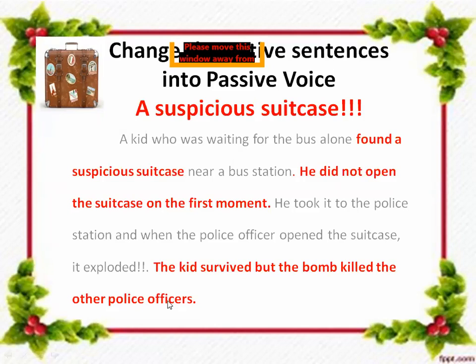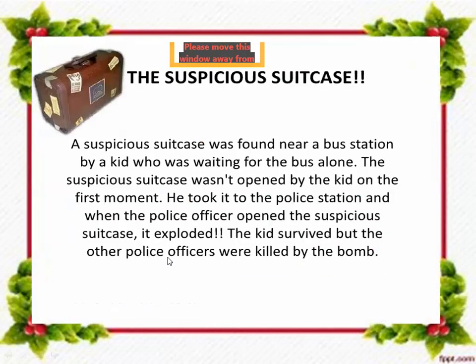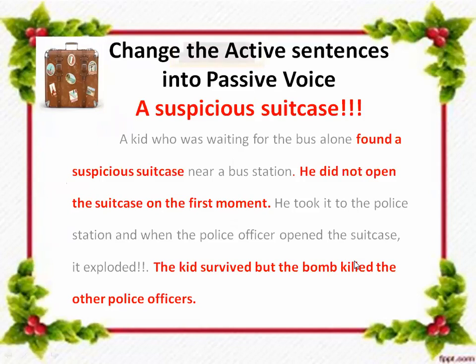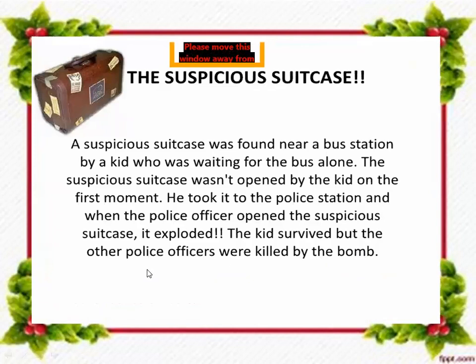Now, how can we change them? See, the kid survived, but the other police officers were killed by the bomb. Again we have just changed half of the sentence. The kid survived, but the bomb killed the other police officers, or the other police officers were killed by the bomb.